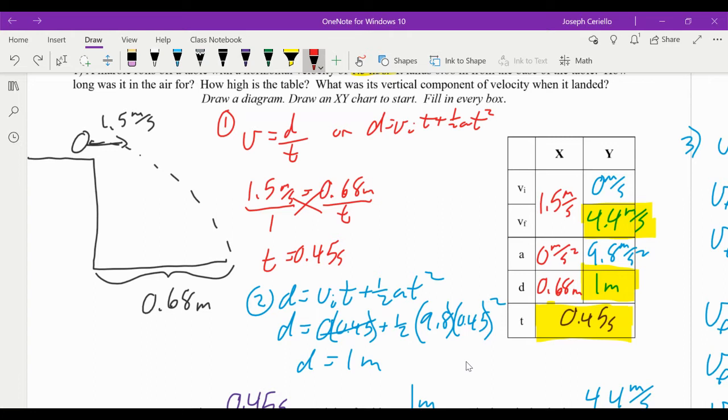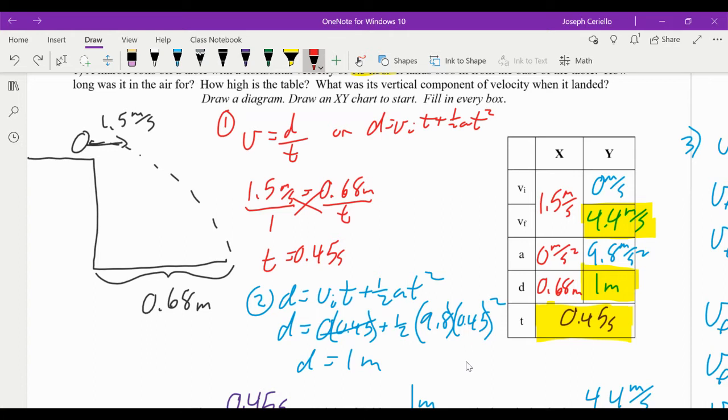Now, to find how high the table is, that's our vertical distance. So we can use d equals Vit plus 1/2 at squared. We know the initial velocity in the vertical direction is 0. We know the time now, it's 0.45. We know the acceleration is 9.8, and we get 1 meter.